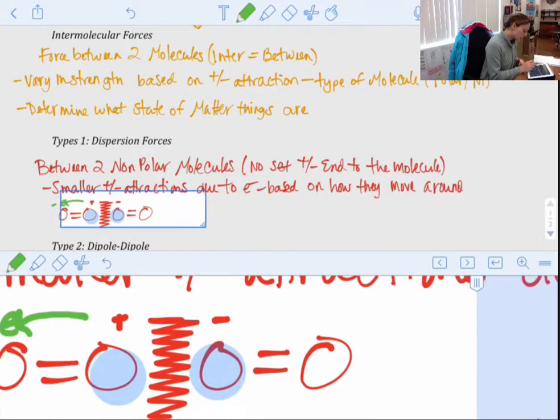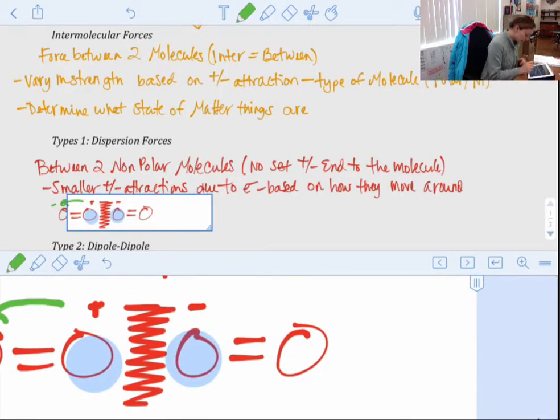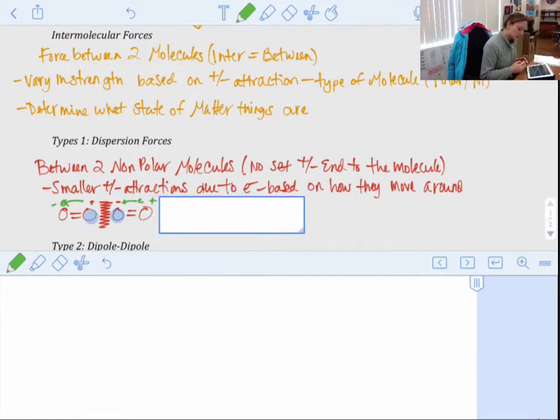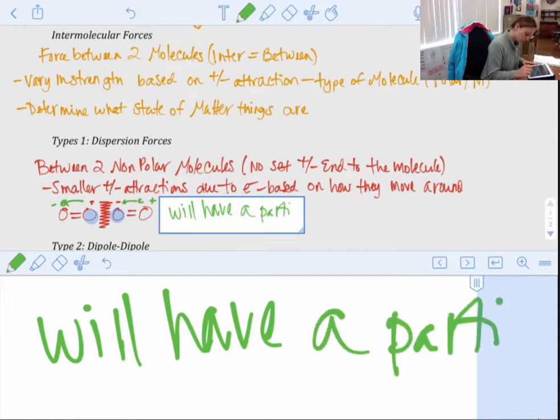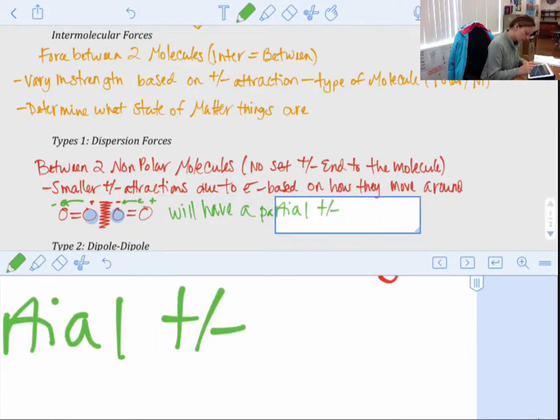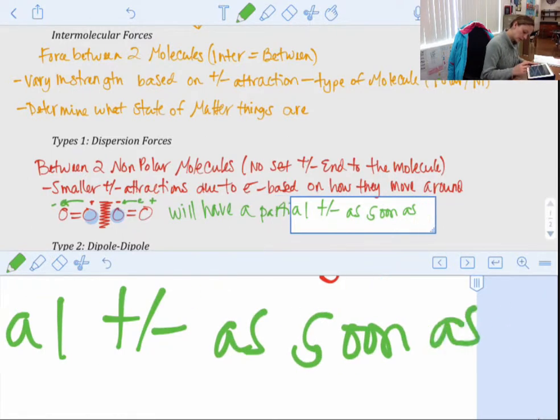Maybe it comes across another molecule where the opposite has happened, where these electrons are all overloading this side, and that side's a little more negative and this side's a little more positive. Well, if they come into contact with one another, they're going to stick. So it's all about your partial charges with how these electrons travel. So we'll have a partial charge, either negative or positive, as soon as the electrons move.